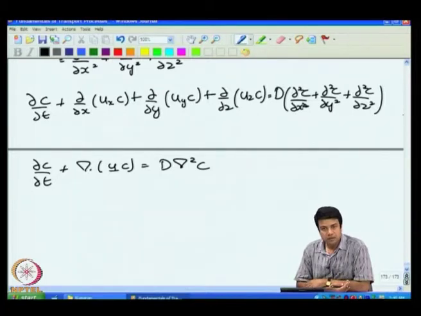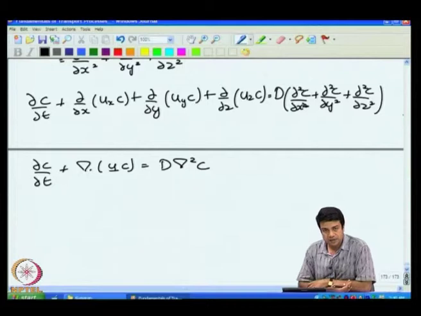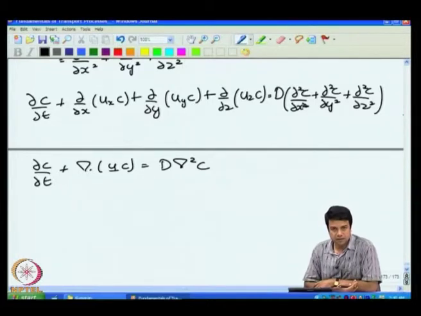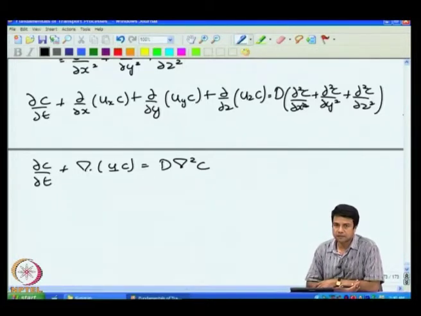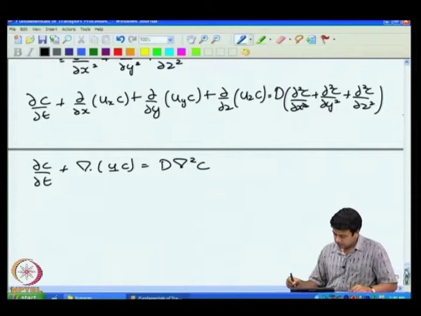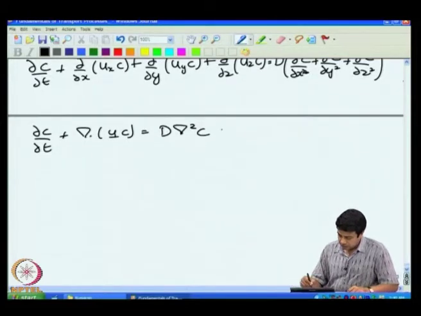Let me state at this point that this will also be the mass conservation equation for cylindrical and spherical coordinate systems. Only thing is that the divergence operator and the Laplacian del square have to be differently defined in that case. This equation is general. And in general, you will of course have a source here.